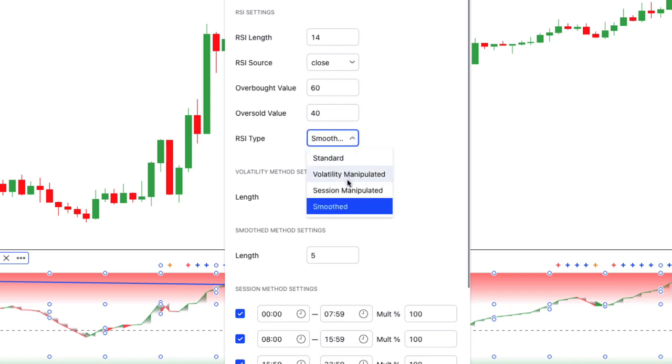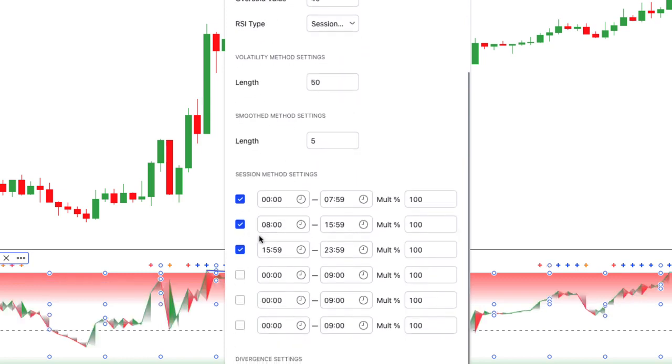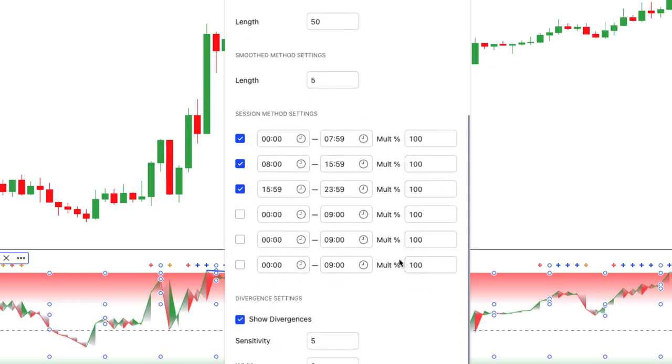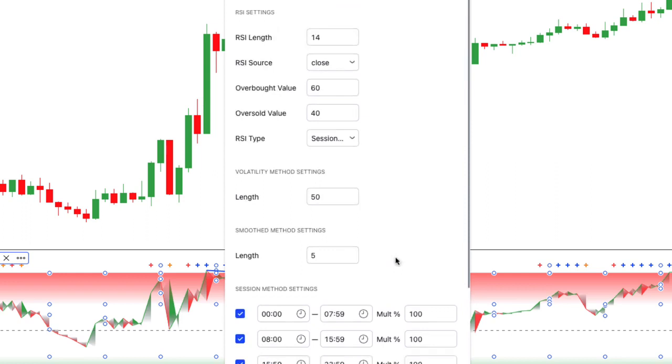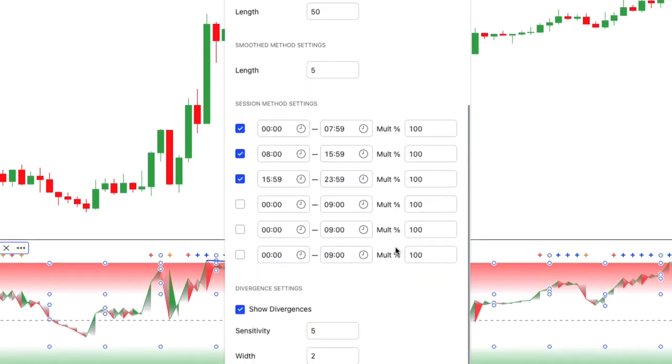The last method is session-weighted RSI. With this innovative method, you can specify multipliers for different time sessions throughout the day to manipulate the base RSI. Each session can be customized with start and end times, enabling or disabling specific sessions and specifying the multiplier for each session. This feature allows traders to adapt the RSI to different market sessions dynamically. You can choose whichever method you like. For this strategy, it is best to choose a session-based method.